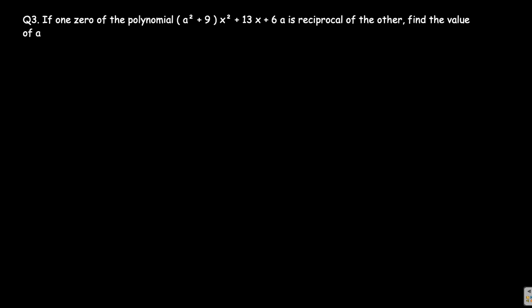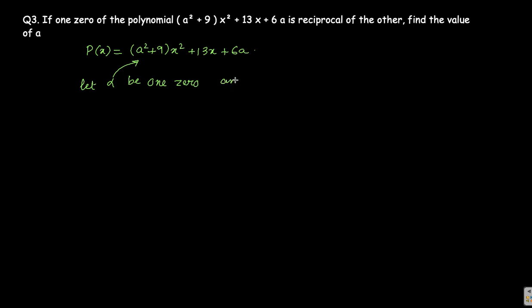Very simple numerical. So we have to first write down the polynomial: x square plus 9 into x square plus 13x plus 6a.